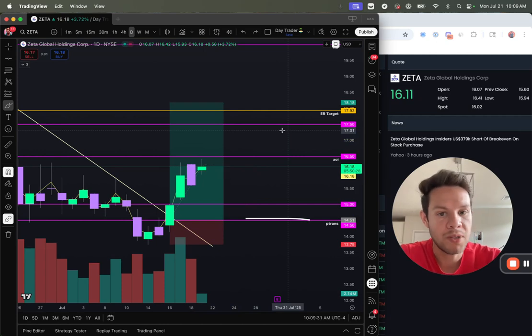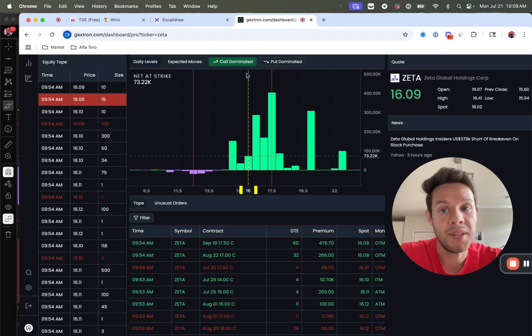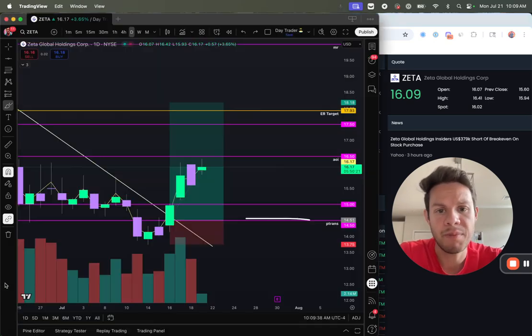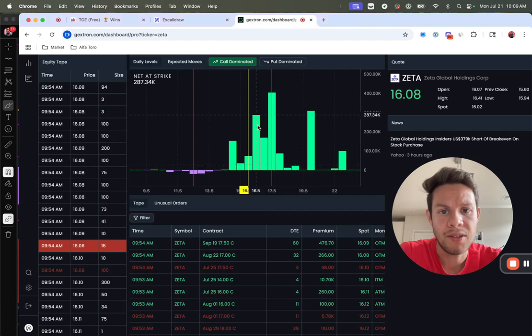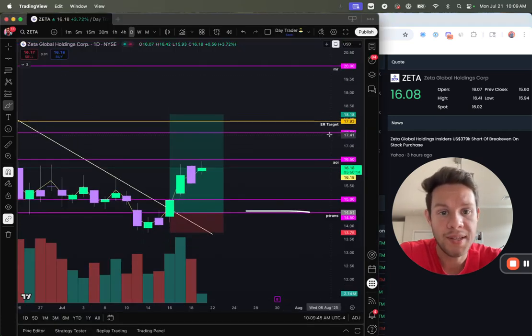It really depends on what's going on with Gextron, and it's going to let me know whether we're call dominated or put dominated at some point. It will let me know in advance before I even get into the trade. Now I did have 17.5 here. I had 20 as max reward at the time, but now I have to update this information.